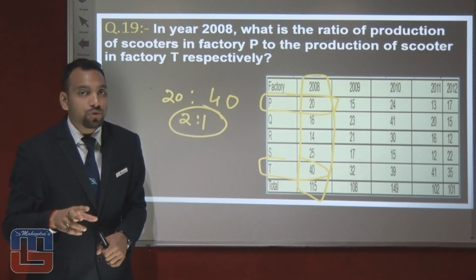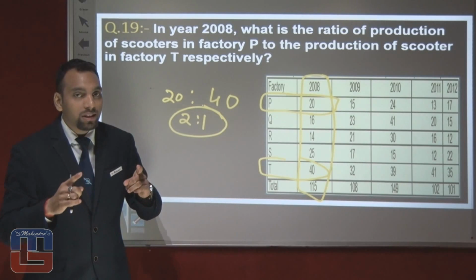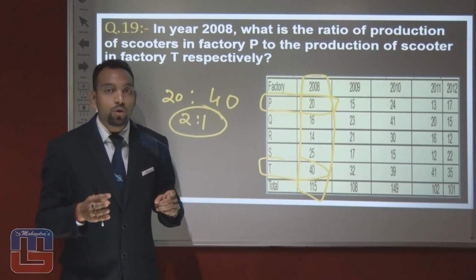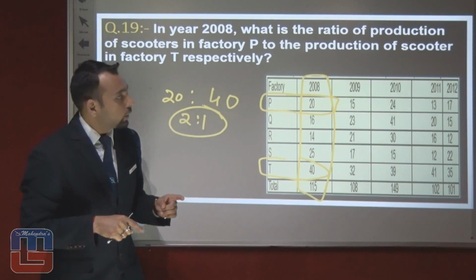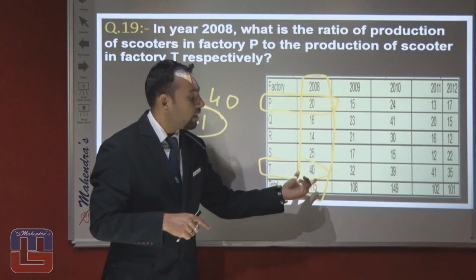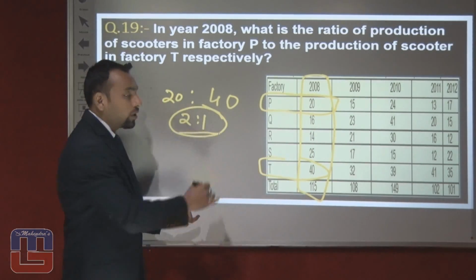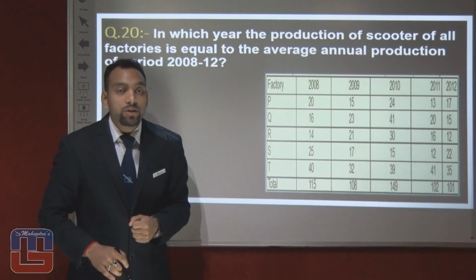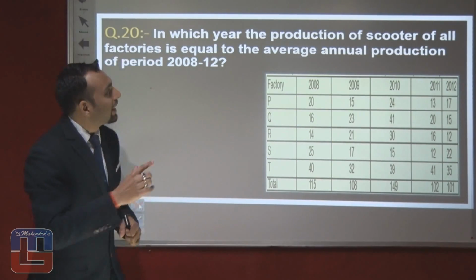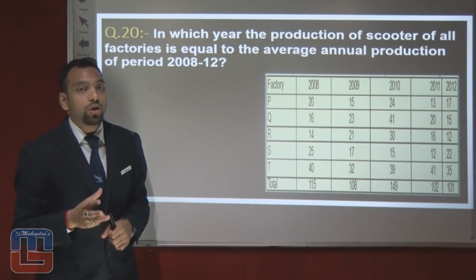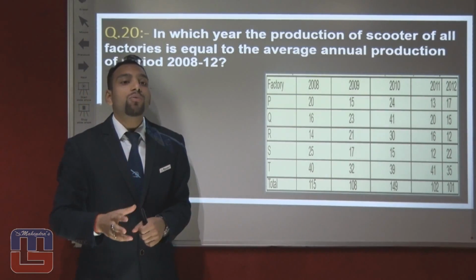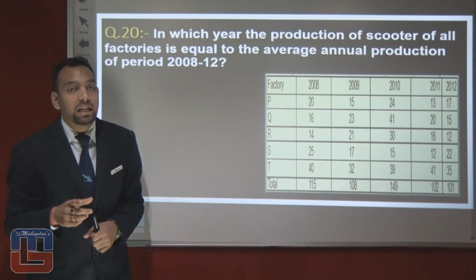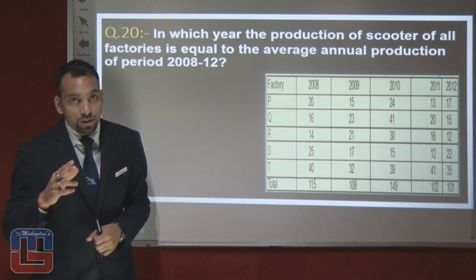So in data interpretation, one question can be seen from ratio. So the approach of this question, you can say the approach is, firstly read the data carefully what the question is saying. The question is saying what is the ratio of the production of a scooter in P in 2008 is 20 and T is 40. So the answer will be 2:1. Now move to our next question. The next question is, in which year the production of the scooter of all factories is equal to the average annual production of period 2008 to 2012.